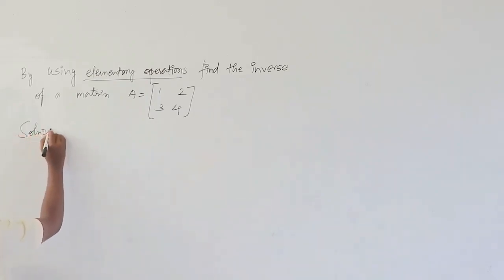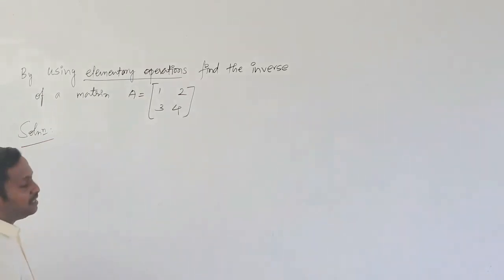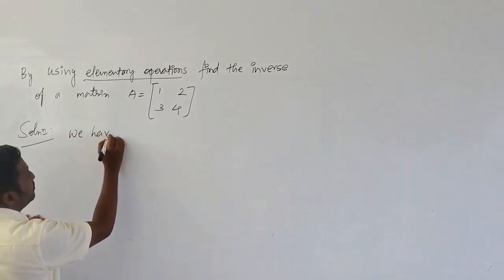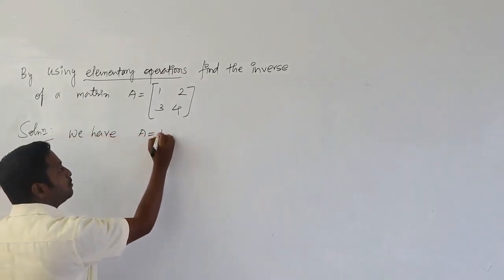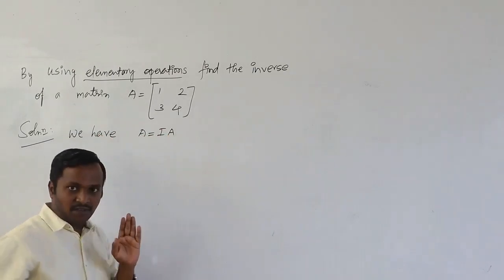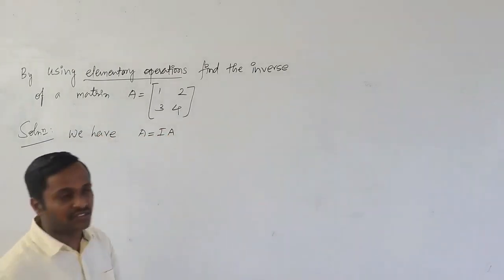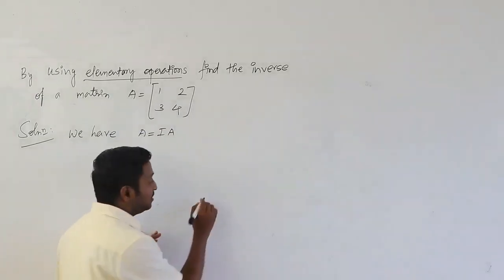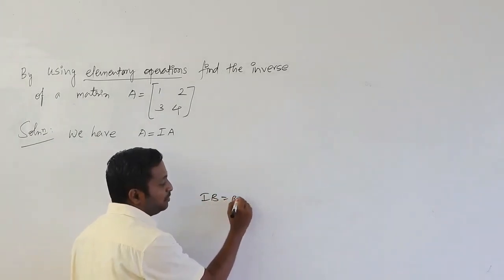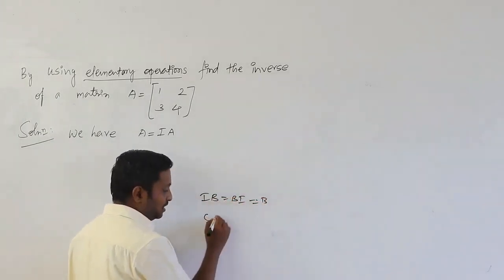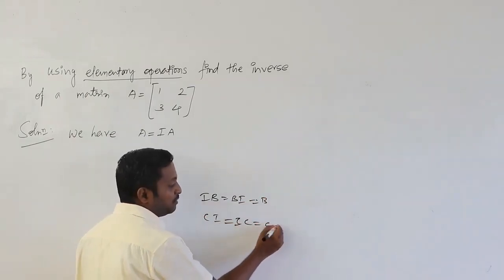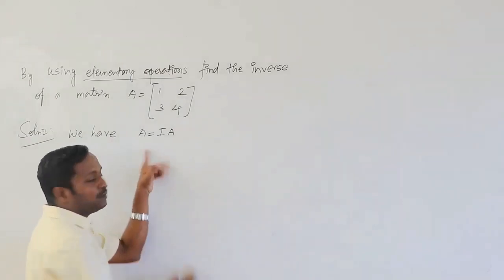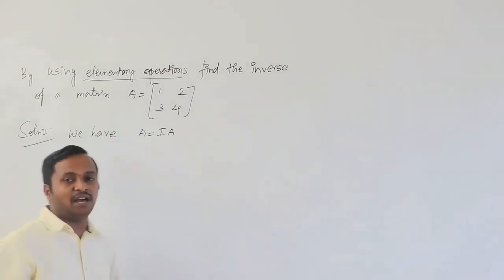Just look at this. We have to find A inverse. Just observe. We should write A is equal to I into A, isn't it? In the previous classes I discussed that the identity matrix into A matrix is nothing but A. I into B, B into I is nothing but B; I into C, C into I is equal to C; I into A, A into I is also A. So we know the property that A is nothing but I into A.